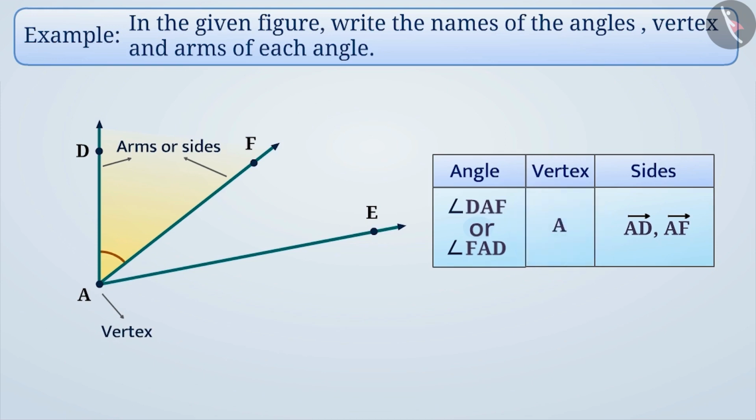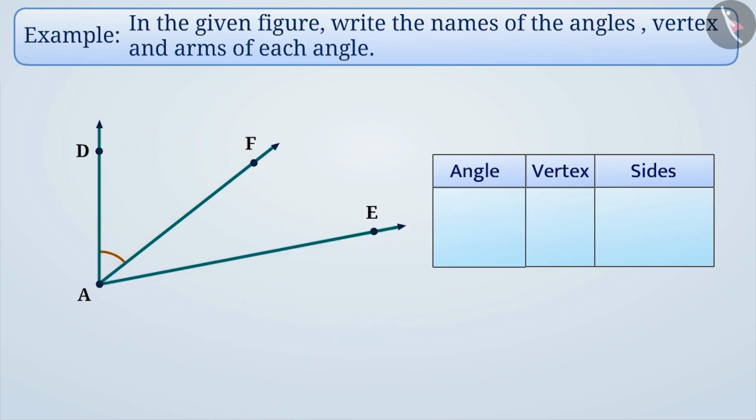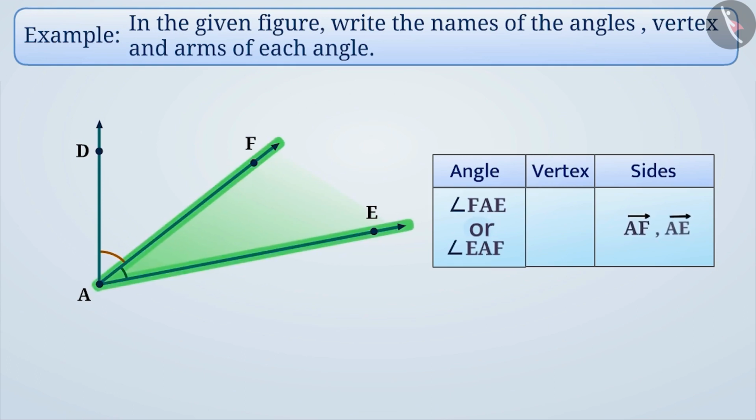In this figure, ray AF and ray AE make angle FAE or angle EAF. The arms and sides of this angle are ray AF and ray AE, and the vertex is point A. This figure has another angle. Can you find an angle other than angle DAF and angle FAE in this figure?